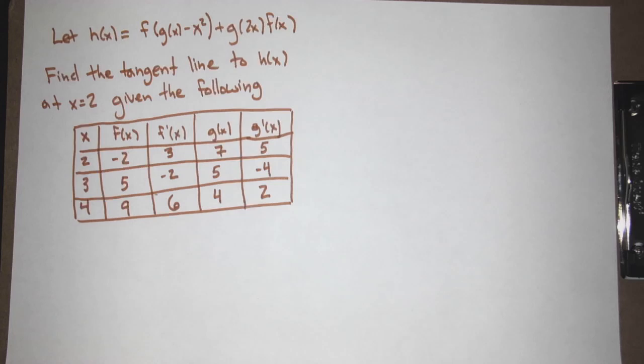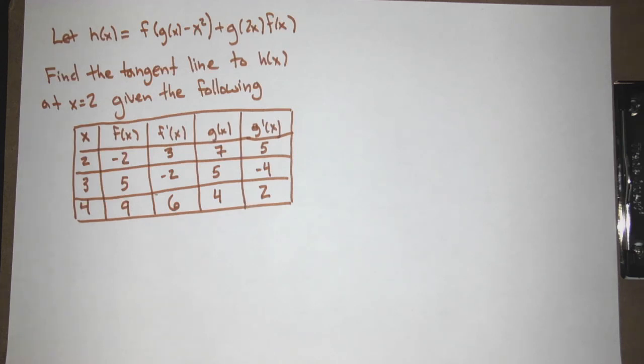I think this was from an exam. Let h of x equal f of g of x minus x squared plus g of 2x f of x. Find the tangent line to h of x at x equals 2 given the following. So now we don't have the function as a formula. We don't have the function as a picture. We have data. And that's okay.